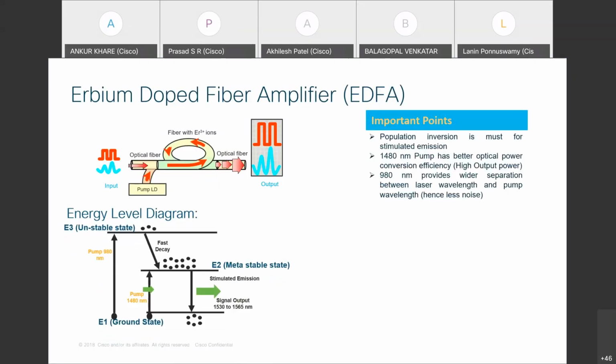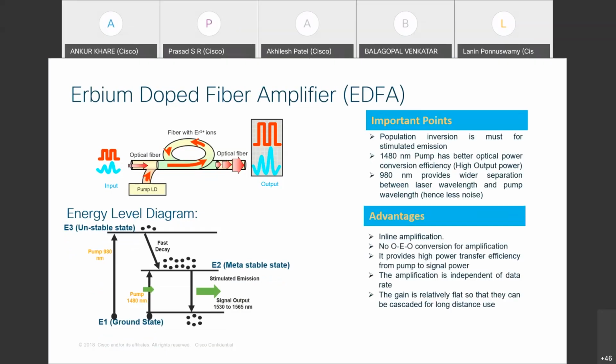Here is how we amplify the signal. Once the signal enters the optical fiber, laser pumps are used within that wavelength range to pump and amplify the signal. This whole process is done by stimulated emission and spontaneous emission.